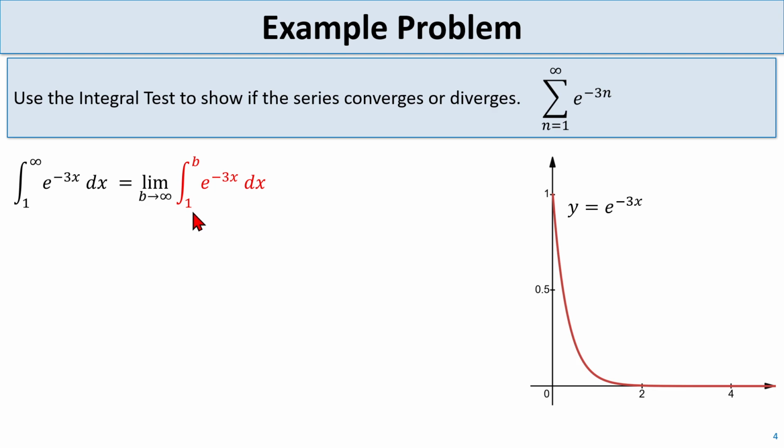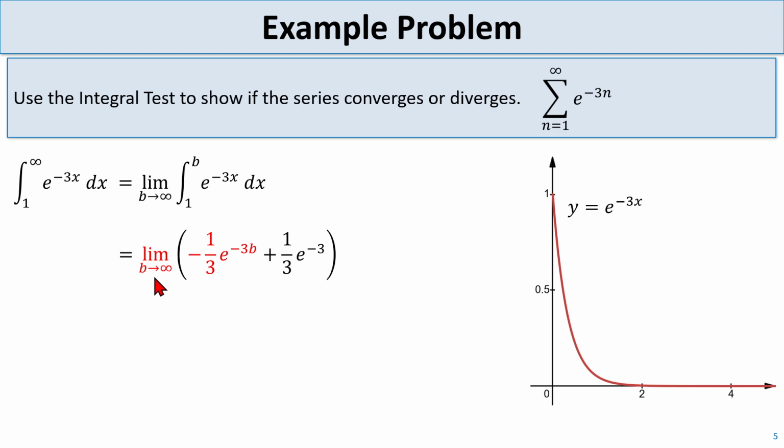Now that we just have a normal definite integral, we can evaluate it using the fundamental theorem of calculus. In this case, we end up with negative 1/3 e to the negative 3b plus 1/3 e to the negative 3. If you want to see the details on how you get from this step to that step, you should use the method of substitution where you let u equal negative 3x.